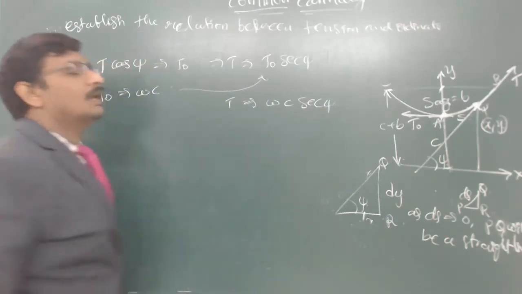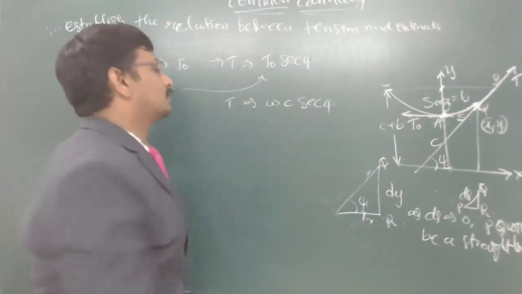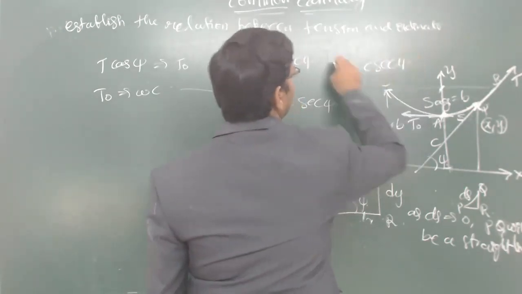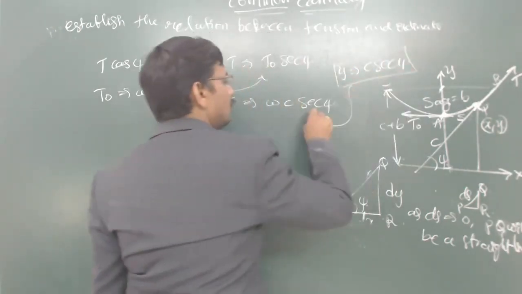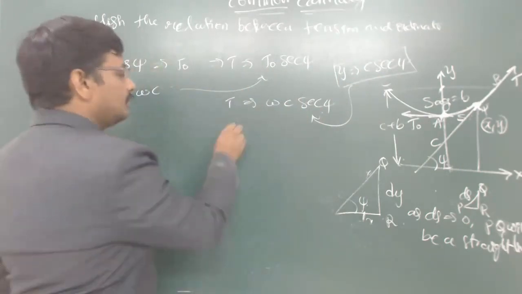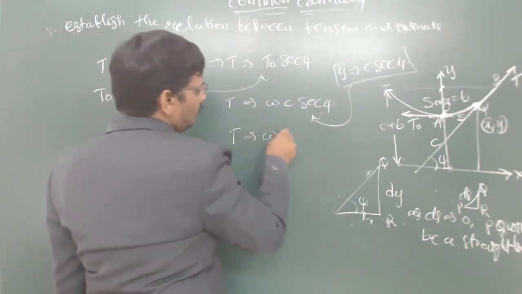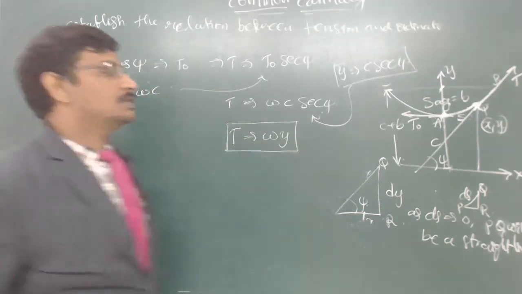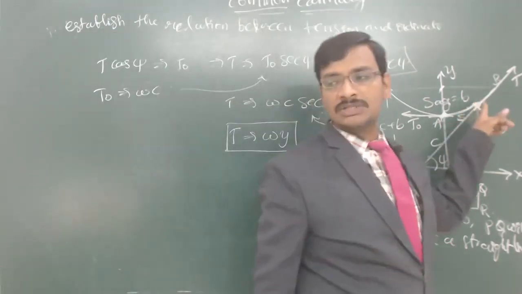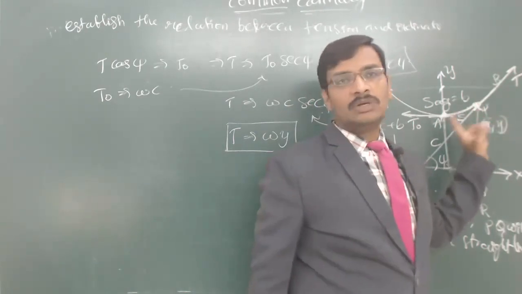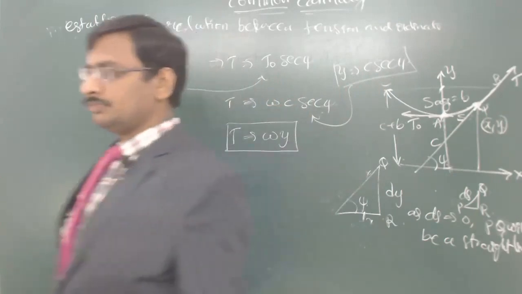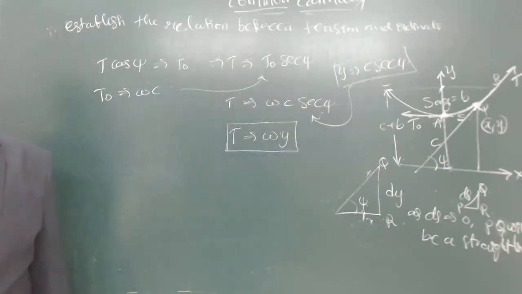And then we have recently established one more relation. Y is equal to C secant psi. So this is the new relation actually what we have established. Now if you replace it here, then T is going to be W into Y. So this is one of the very important relations. So at any instant, the tension on the string is nothing but the weight per unit length multiplied by this height. Got it?